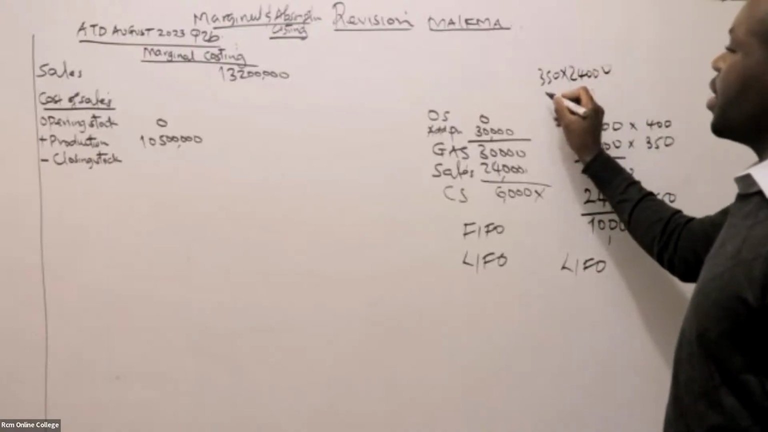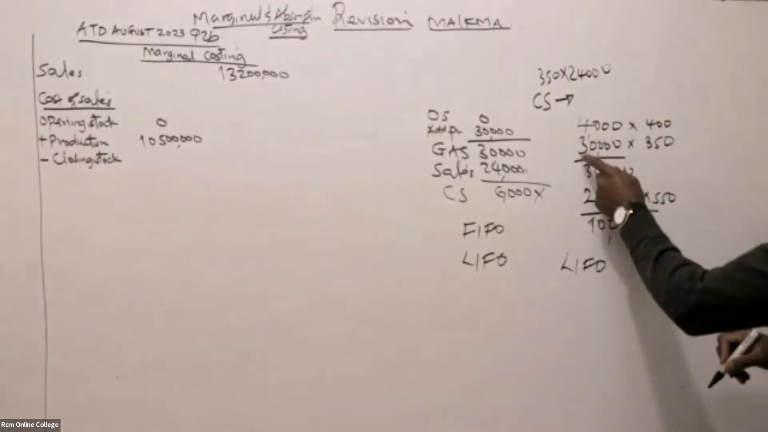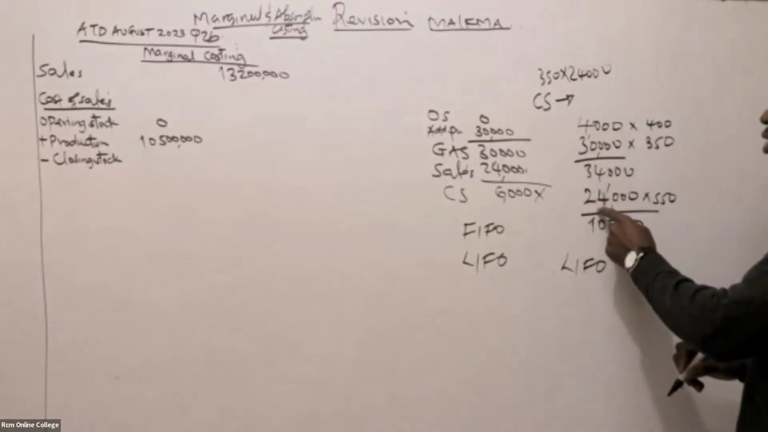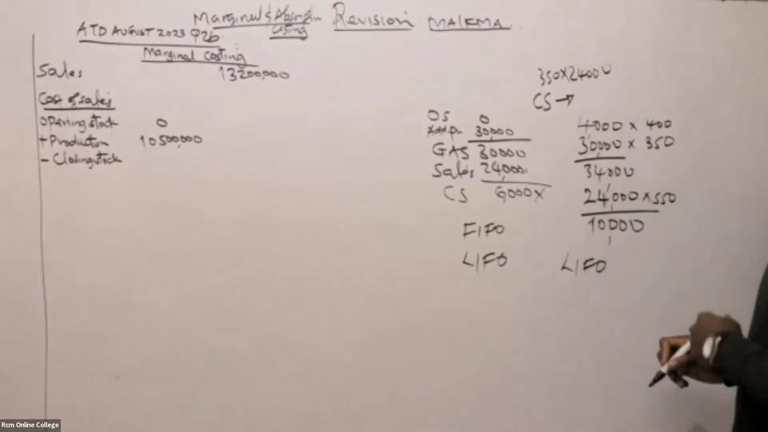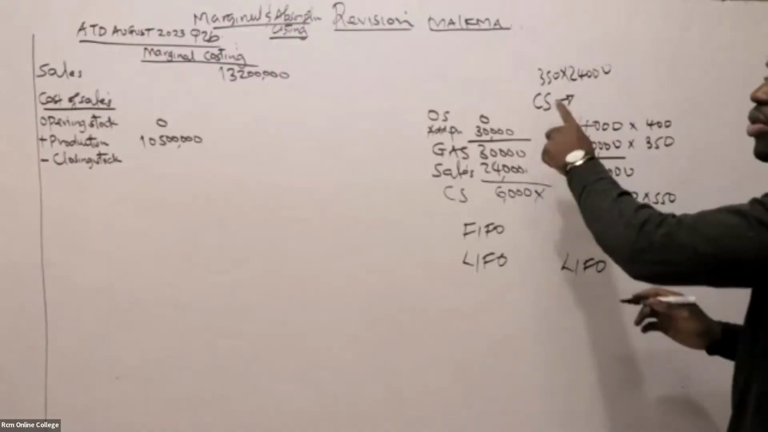Now, if you want to get the value of closing stock, remember the company produced 30,000 units, but they managed to sell 24,000 units. So our closing stock here, we have 2 of them.